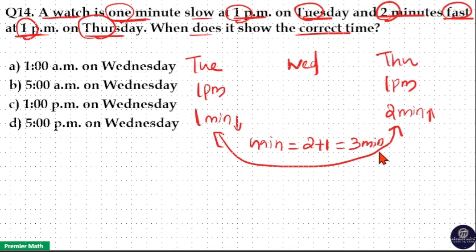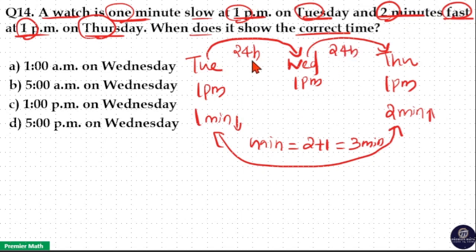Now this 3 minutes is achieved in how much time? Tuesday 1 p.m. to Wednesday 1 p.m. it is 24 hours. Again Wednesday 1 p.m. to Thursday 1 p.m. it is 24 hours. So 24 plus 24, total 48 hours. So 3 minutes gained in 48 hours. Then we need to find out 1 minute gain.